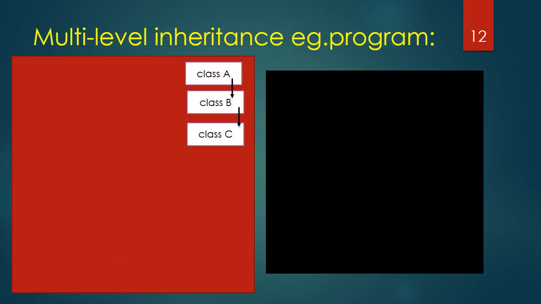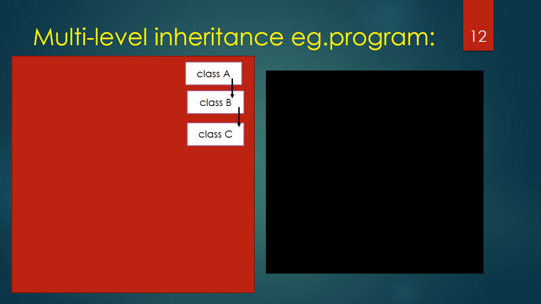Now coming to multi-level inheritance. In the previous slides I showed you the diagram of each inheritance, with how many superclasses and how many subclasses. In multi-level inheritance we have one superclass and one subclass, and between these two there may be any number of intermediate classes. In this example I am taking only one intermediate class, that is B.